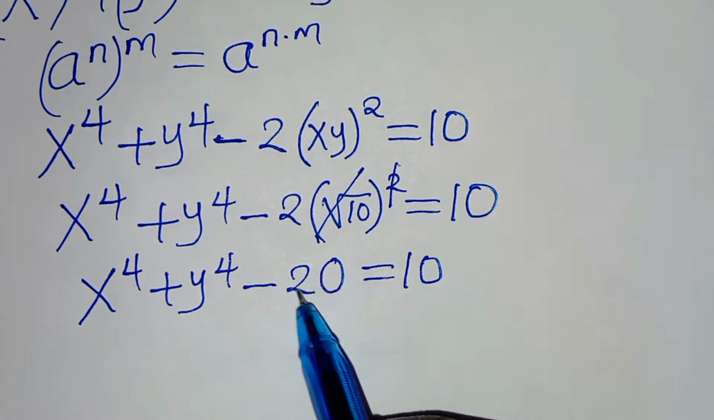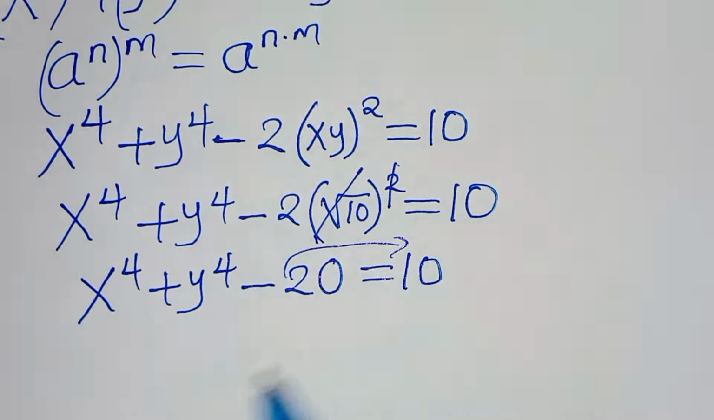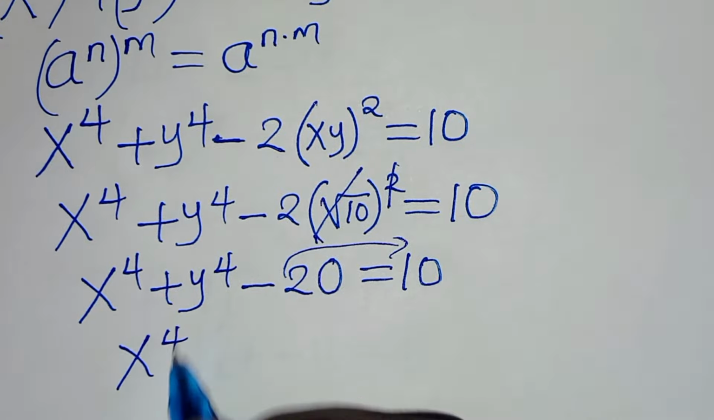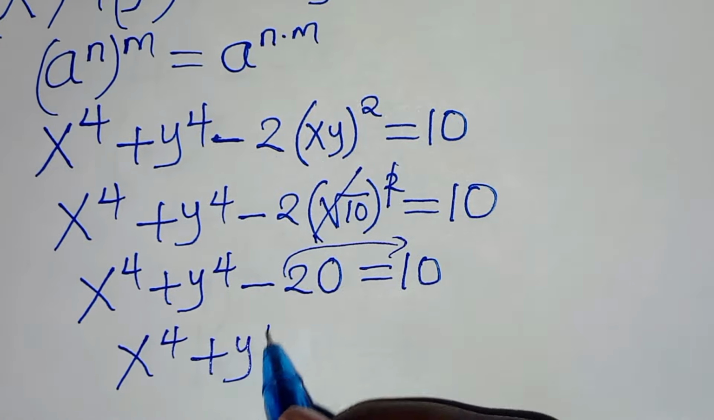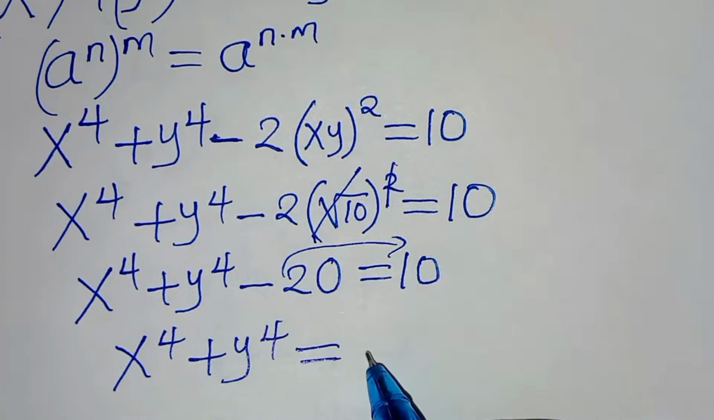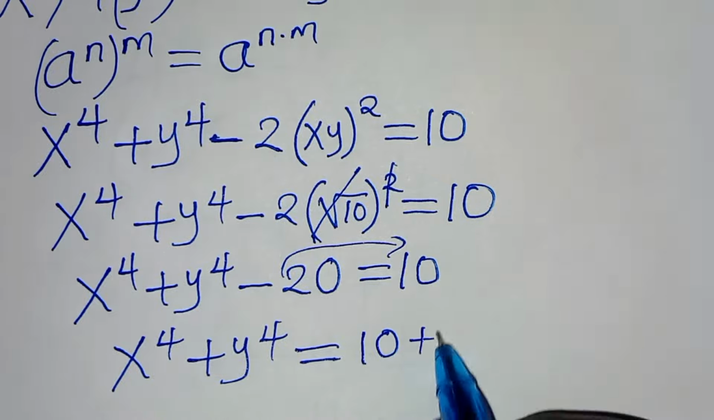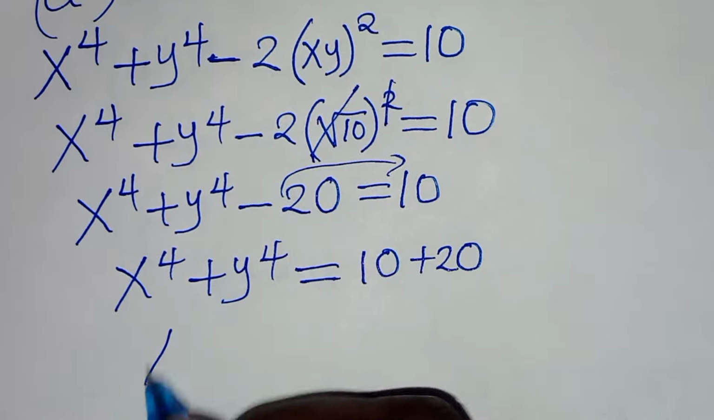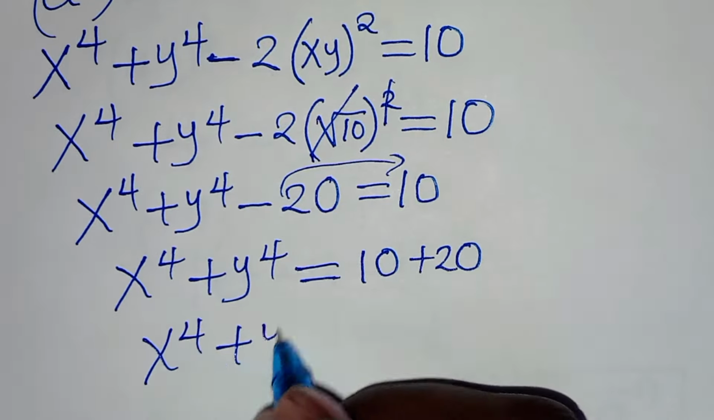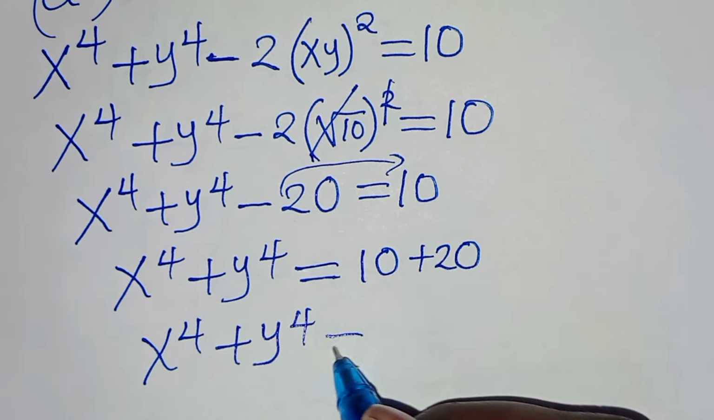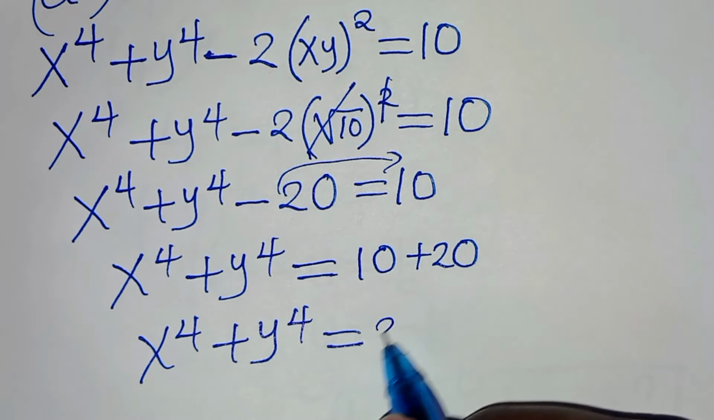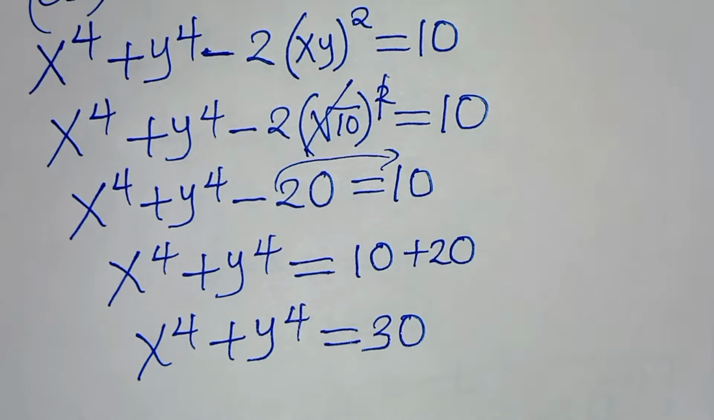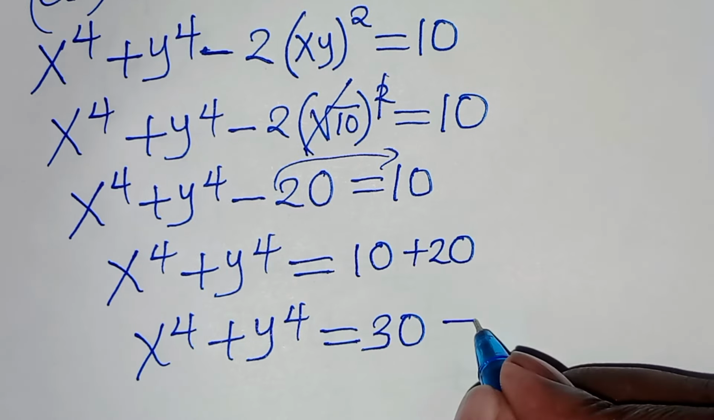Let's take minus 20 to the right hand side, so that now here we have x to the power of 4 plus y to the power of 4 is equal to 10 plus 20. And this implies that x to the power of 4 plus y to the power of 4 is equal to 10 plus 20, and this is equal to 30. Let's call this equation 3.